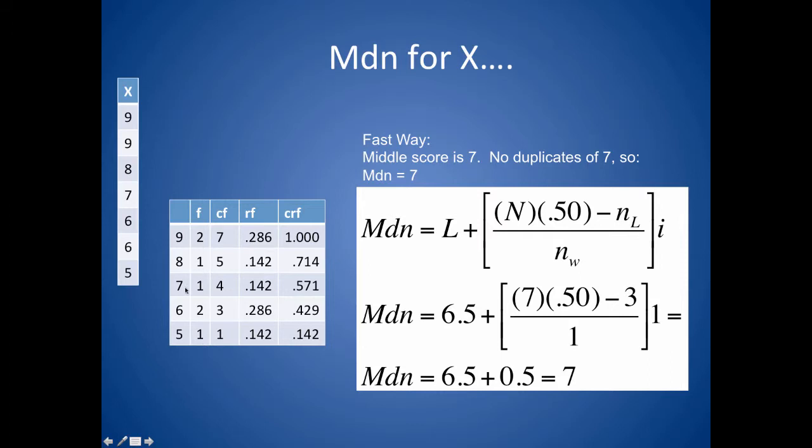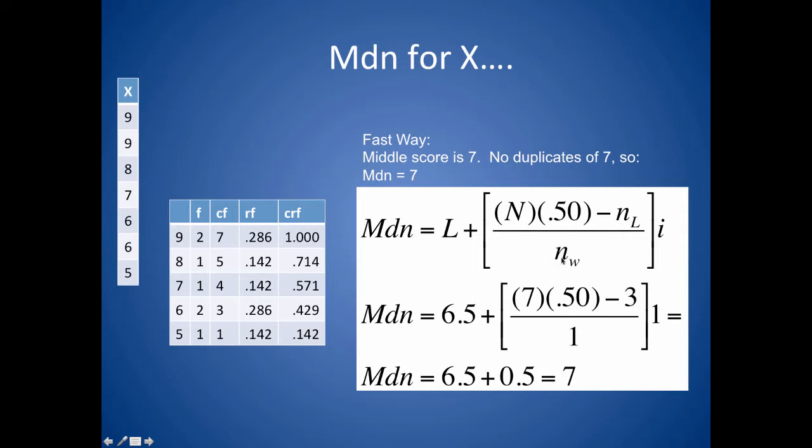The lower real limit of this group, 6.5, gets plugged in here. Total number of values in the data set gets plugged in here. Number of values below the group that contains the median. So we know the median's in this group because this is when the cumulative relative frequency bumped up past 0.5. There are 3 scores below this lower real limit. So that 3 gets plugged in here.